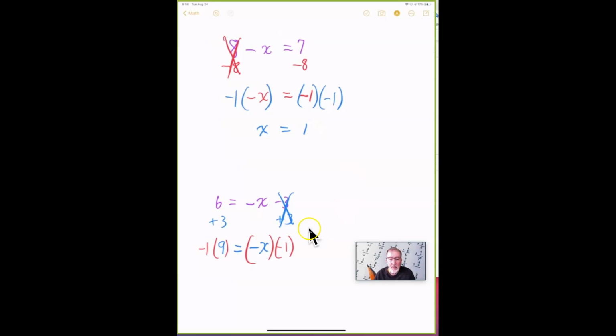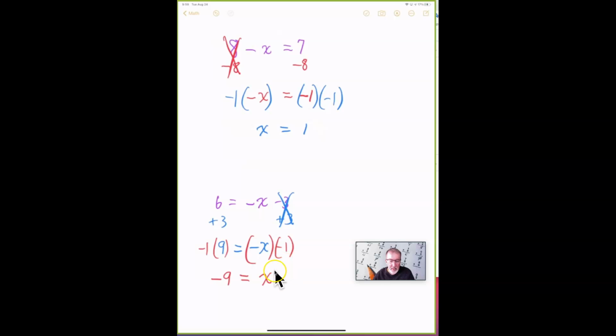As long as you do the same thing to both sides, you'll be good. So here we have negative 1 times positive 9. The signs are different, so you're going to get a negative answer, which is negative 9. And that's going to be equal to negative x times negative 1, which is positive 1x, or we can just write x. So now we have solved for x, and x is equal to negative 9, and we can plug that in here.